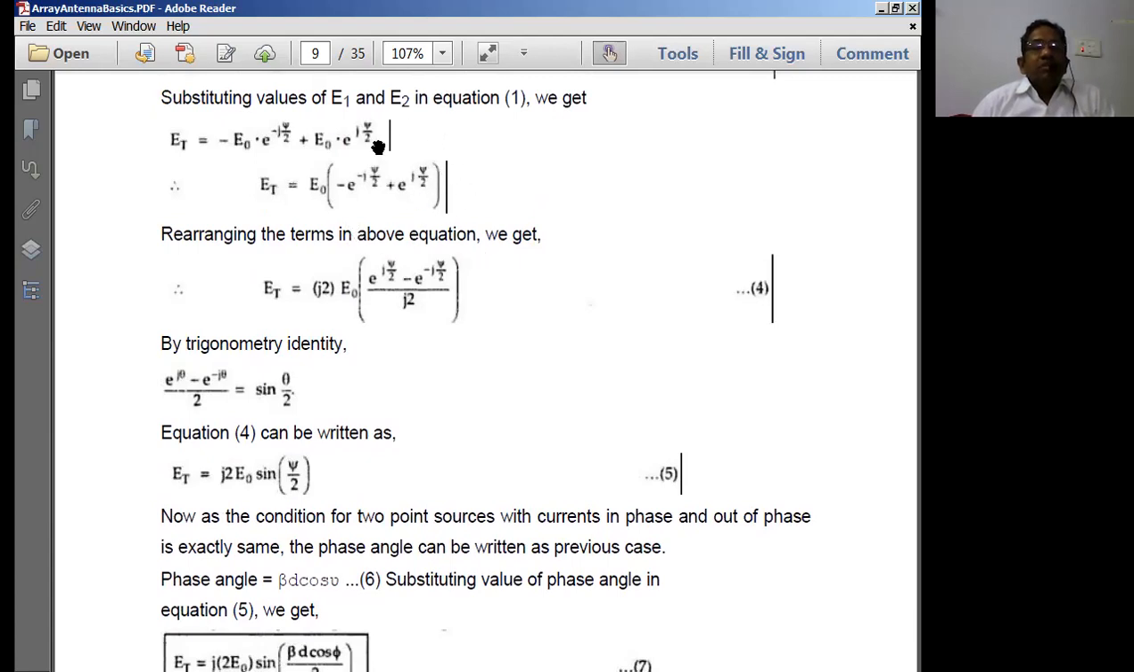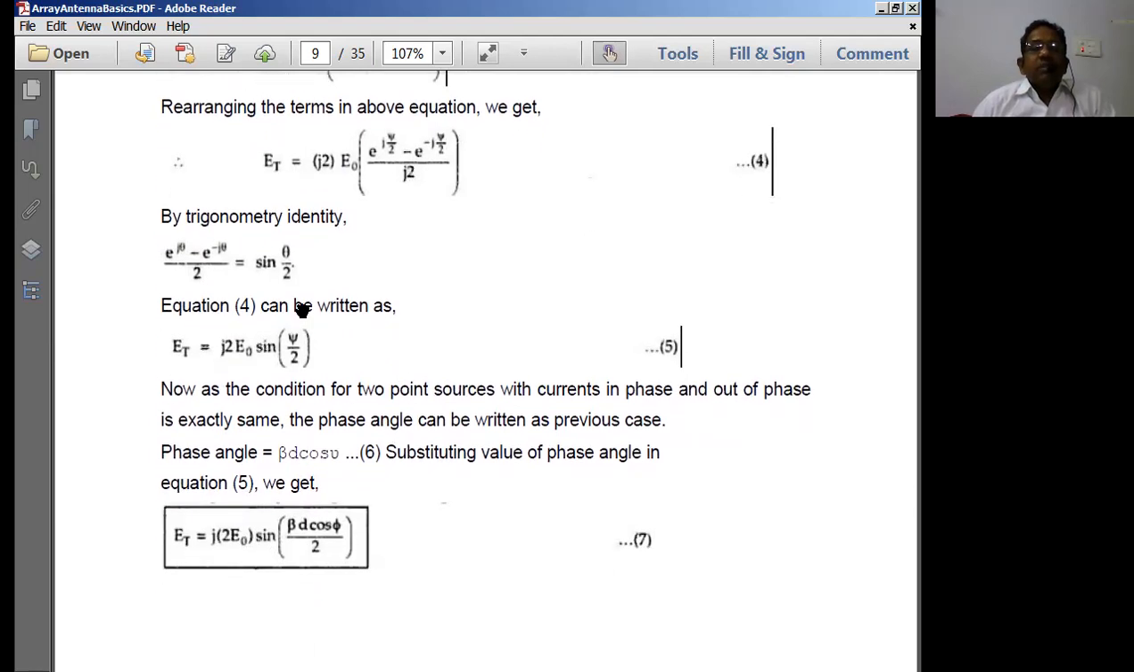I can bring this into the form of sine theta. Sine theta is equal to e power j theta minus e power minus j theta by 2j. So in order to bring this into sine theta form, you simply multiply and divide by 2j. When you multiply and divide by 2j, it will come into the form of the sine function. This is wrongly written here; this is sine theta. Sine theta is equal to e power j theta minus e power minus j theta by 2j. That is a formula actually.